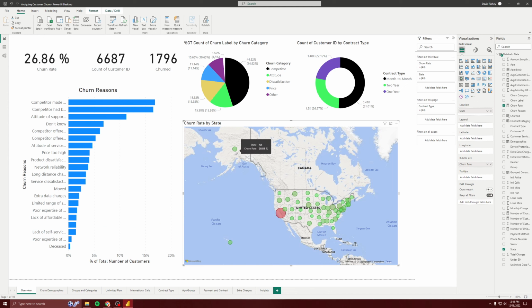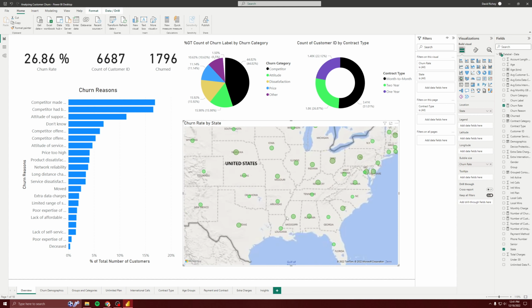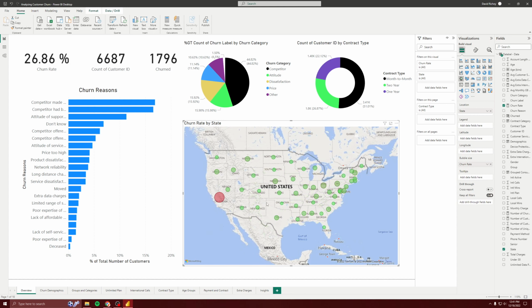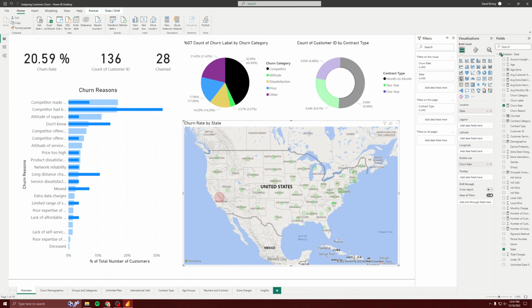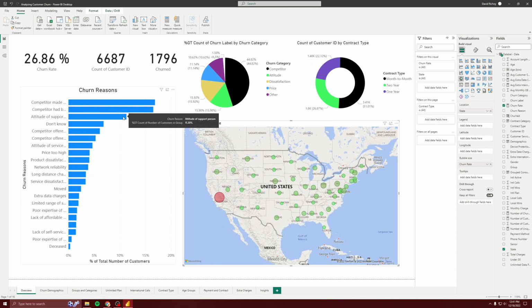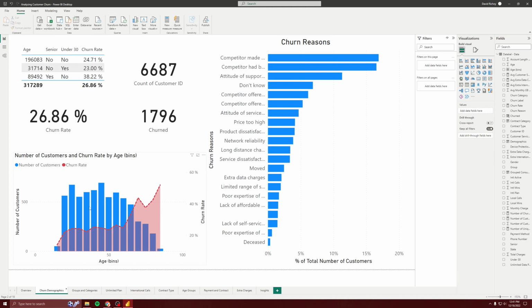And let's go to Alaska. They're a pretty big percent, but if we zoom in, you can see the size of the circles: the bigger the size, the more churn. So trying to see, well, a small one like North Carolina didn't have that much churn, but most of it came from competitor having better devices. So that's an overview. Now let's look at the demographics.